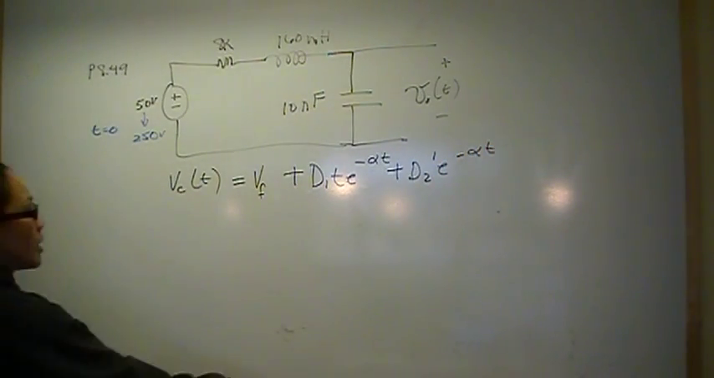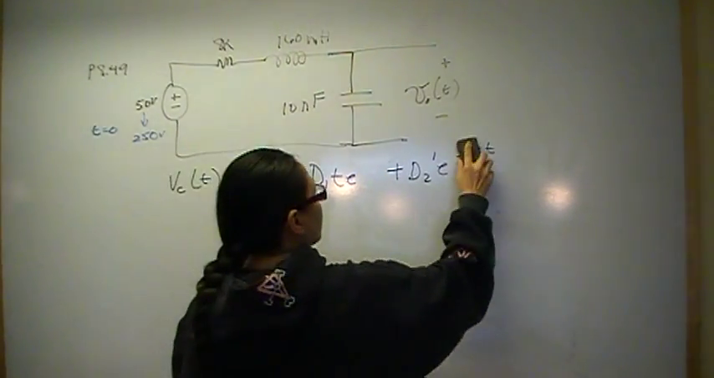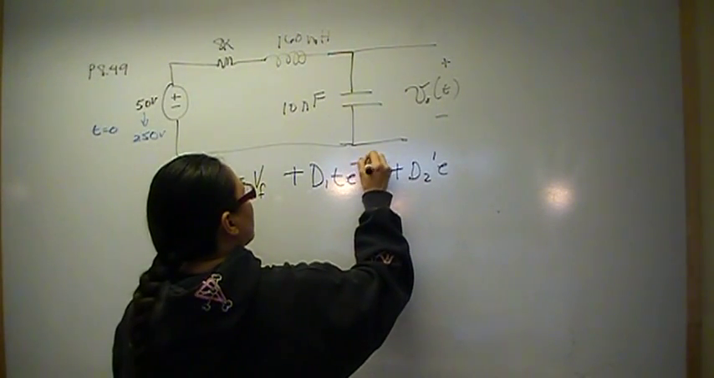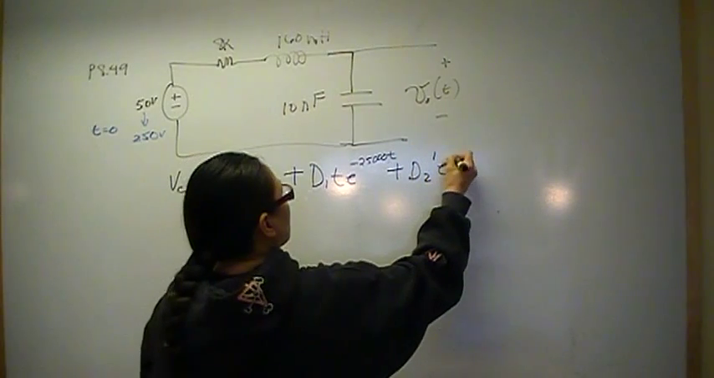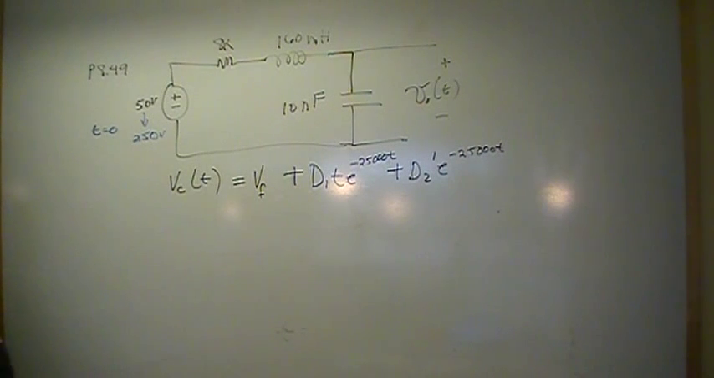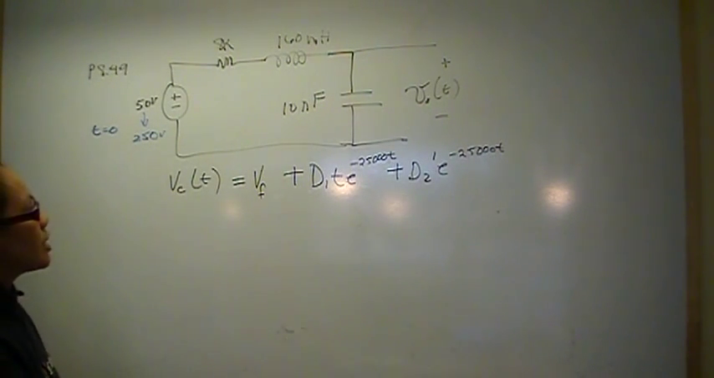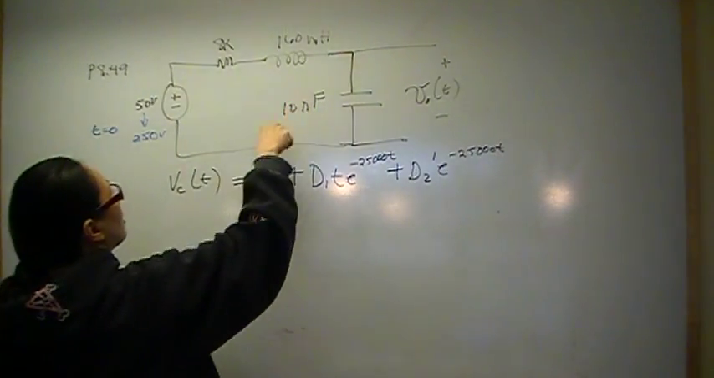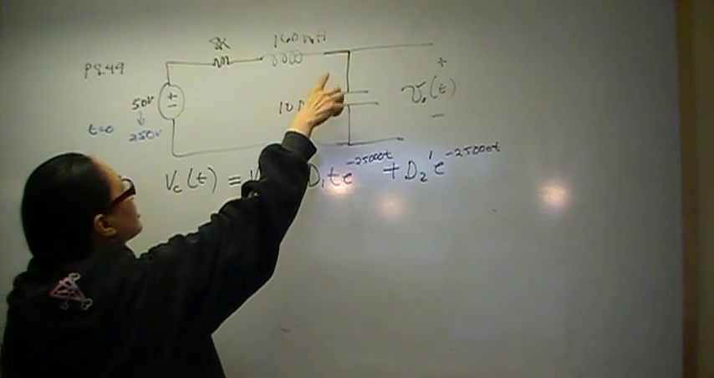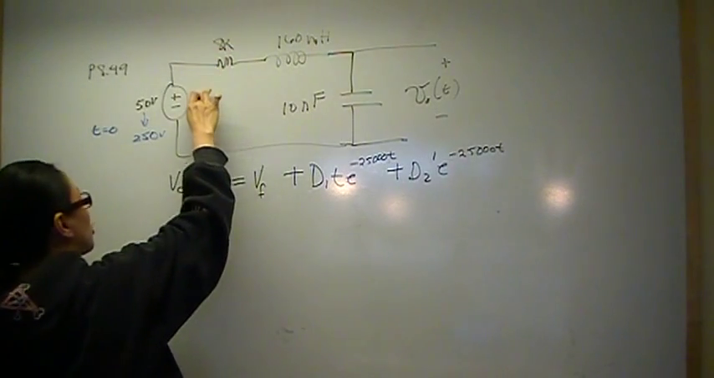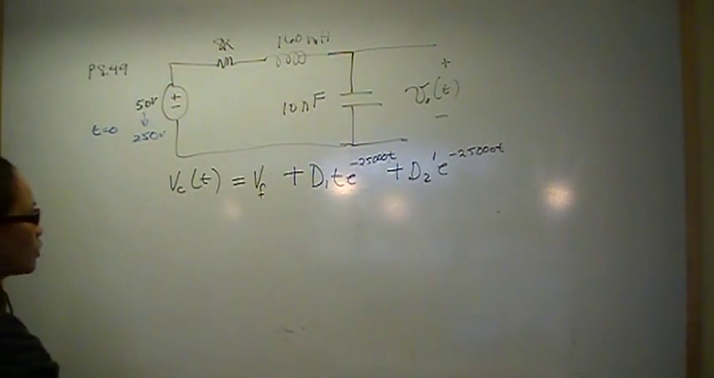We already know one piece of that. The alpha is going to be negative 25,000, which we solved already. So e to the negative 25,000 t. We know that the initial voltage across the capacitor is 50. We know that the final voltage is 250 because in a series connected circuit, after a long time, the capacitor becomes an open, and as an open, it's going to take the voltage drop of the voltage source, and that's going to be 250.